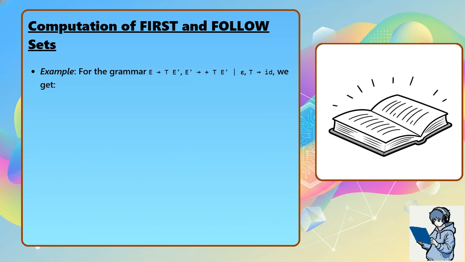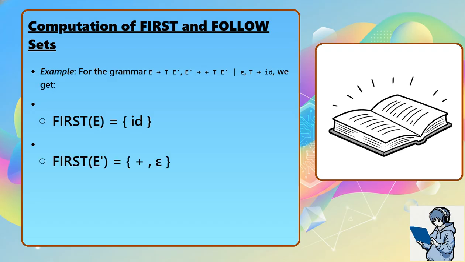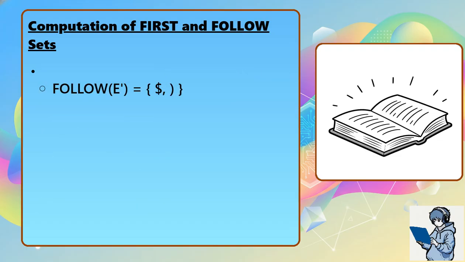For the grammar E produces T E prime, E prime produces plus T E prime or epsilon, T produces id, we get: first of E is the set containing id. First of E prime is the set containing plus and epsilon. Follow of E is the set containing $ and right parenthesis. Follow of E prime is the set containing $ and right parenthesis.